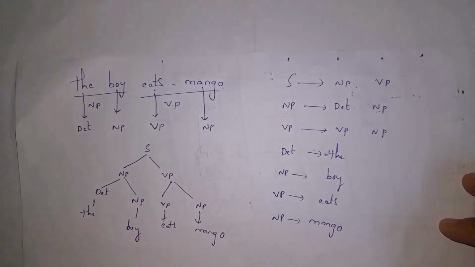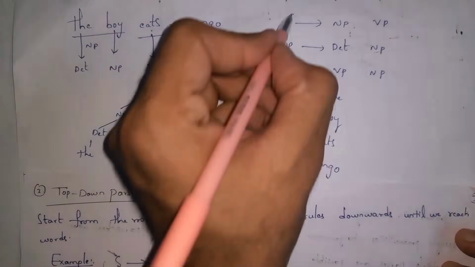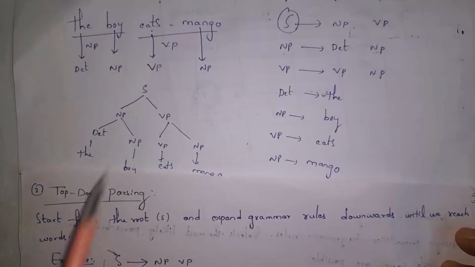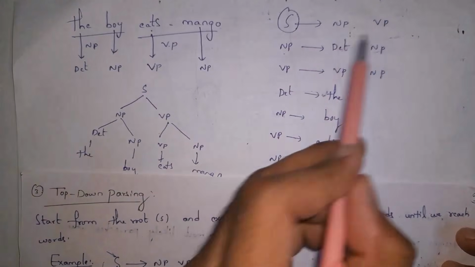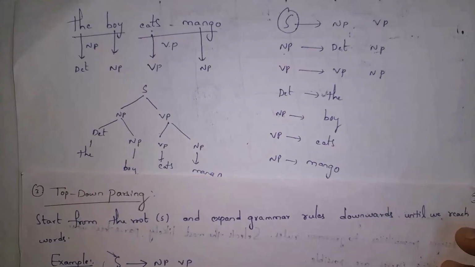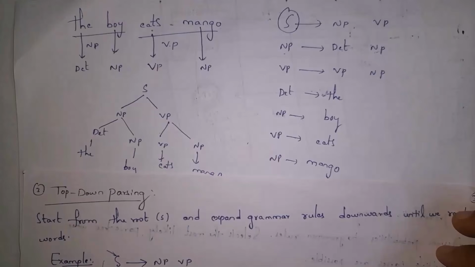Next, top-down parsing. So in top-down parsing, we'll start from root, that is nothing but sentence. This is root. So in top-down parsing, we'll start from root and then we'll expand grammar rules, that is nothing but we'll find grammar rules until we find each word's grammar rule. This is all about top-down parsing. Next I'll explain what is bottom-up parsing.